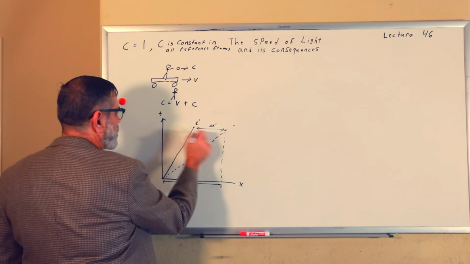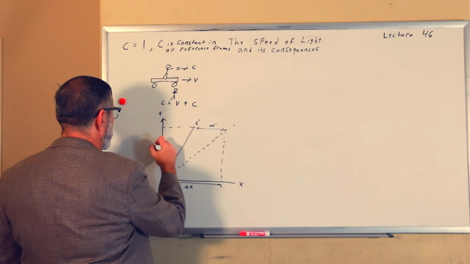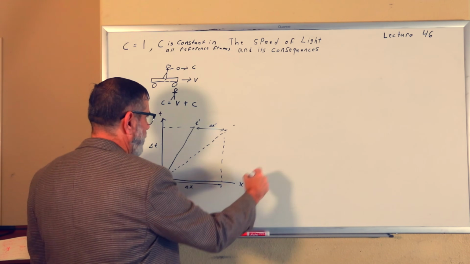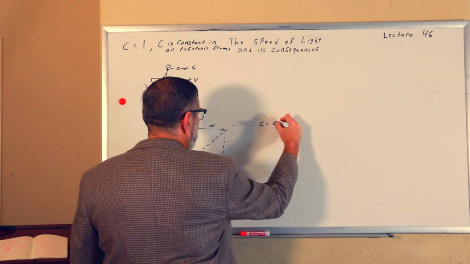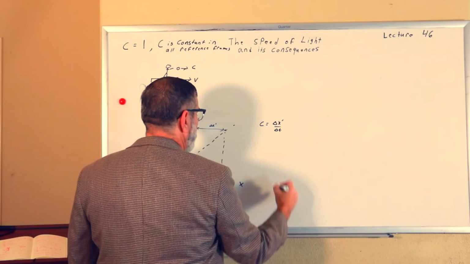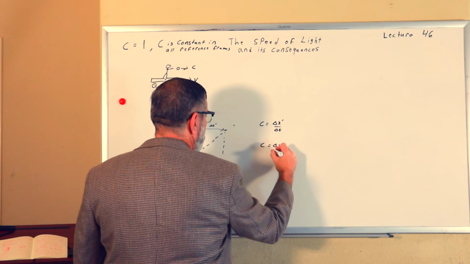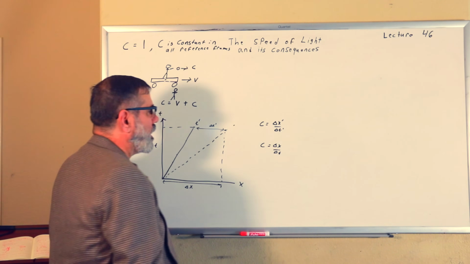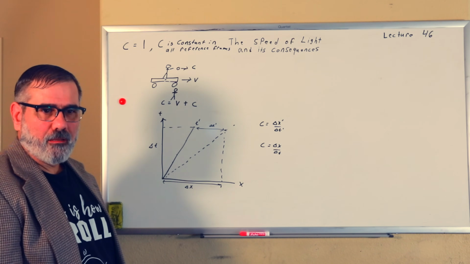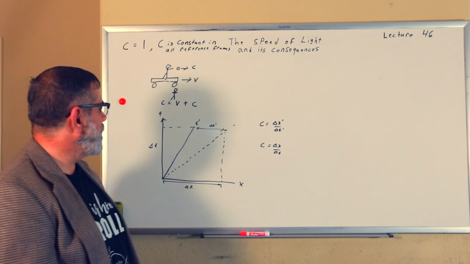But the time, as we've drawn all of this, is the same. The delta t is the same. And so here we've got that the velocity of light in one sense is delta x prime over delta t prime, but in another sense it's delta x over delta t. And these have to be the same numbers, but we know they can't be.